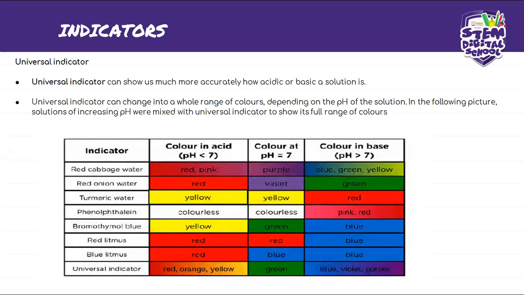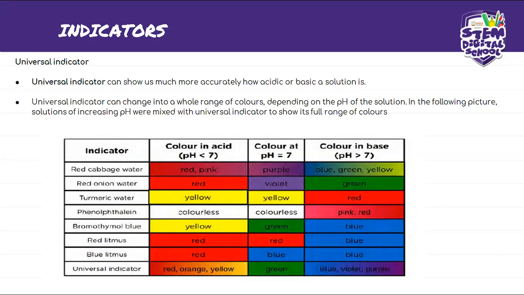Phenolphthalein is also one of the indicators. This one is colorless in acid and in neutral solution, and pink or red in base solution. So you will see that some of them give you a range of colors. Where you have different, for example, let's look at the indicator.